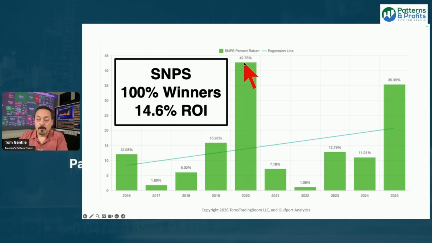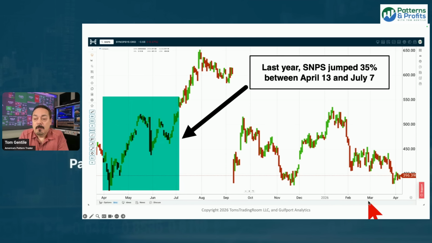Its worst was in 2022. It was in 2022 when we had just 1% over. But remember, 2022 was a bear market year. So that's not bad. So when I take a look at a chart of Synopsys, and I'm bringing this up with our software, I'm using the Hub software. The green pattern that I have highlighted there for you was last year's bullish pattern, right? That bullish pattern between April 13th and going out 60 days to July 7th, jumped 35%.